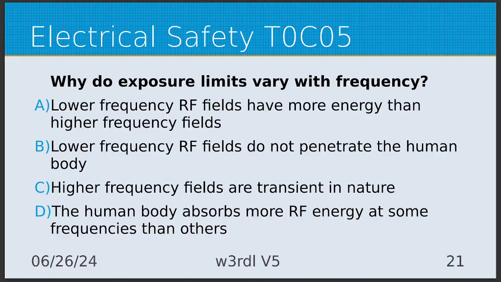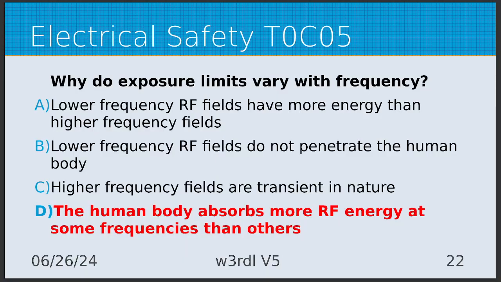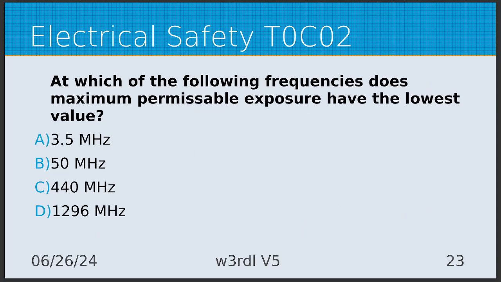Delta, the human body absorbs more RF energy at some frequencies than others. Very good. At which of the following frequencies does maximum permissible exposure have the lowest value? Bravo, 50 megahertz. That is the, and which band did I say that was? 6 meters. I think 6 meters is 50 to 54 megahertz, I'm pretty sure.